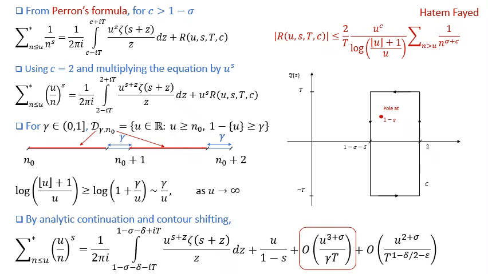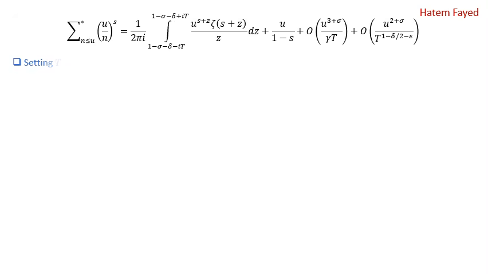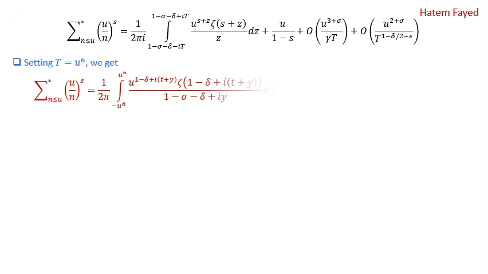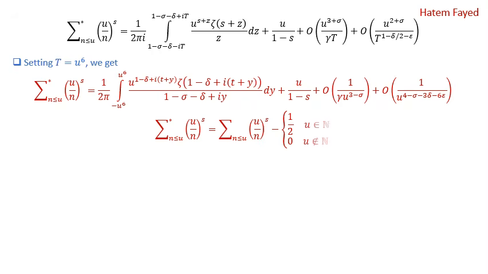where this is the order of the remainder term according to the domain given above, and this is the order of the horizontal integrals using the convexity bound of the zeta function. So by setting t equals u to the power 6, we'll get this equation. Note that sigma star can be written this way.